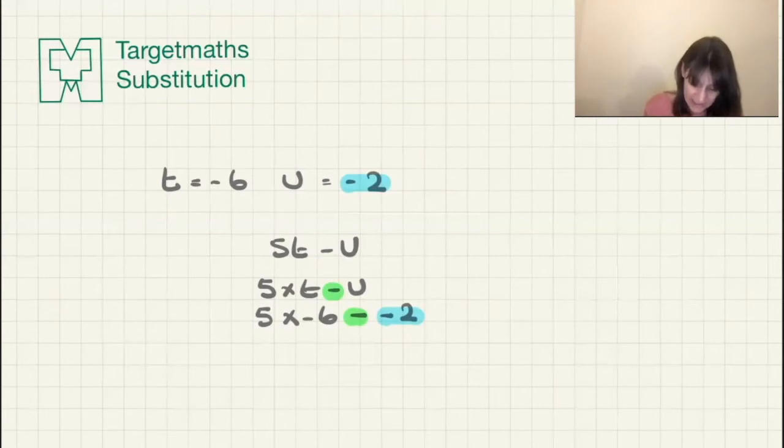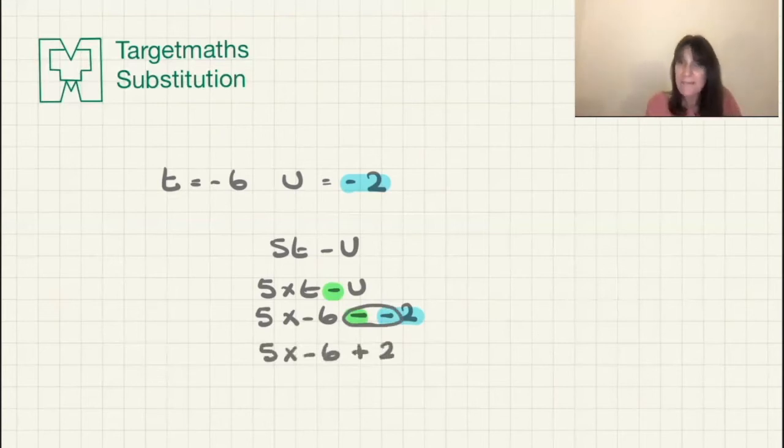There's a lot of negatives, as I say. We've got to take our time. Let's sort out this bit first. The 2 negatives make a positive, don't they? So I've got 5 times minus 6 plus 2. I'm already getting marks, by the way, in a GCSE. So even if I go wrong at this stage, it's not a complete disaster.